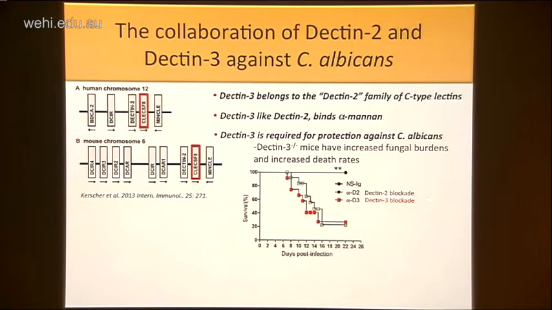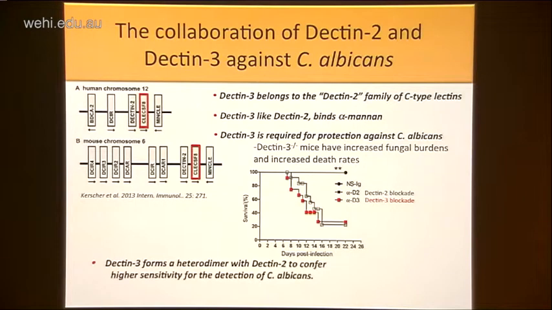albicans, and then they've blocked Dectin-2 or they've blocked Dectin-3 using monoclonal antibodies, or used a non-specific antibody that doesn't block the receptors. And what you see here is that when you block either Dectin-2 or Dectin-3, the animals are no longer protected and they succumb to the disease.